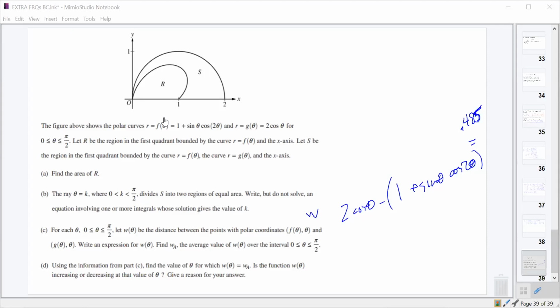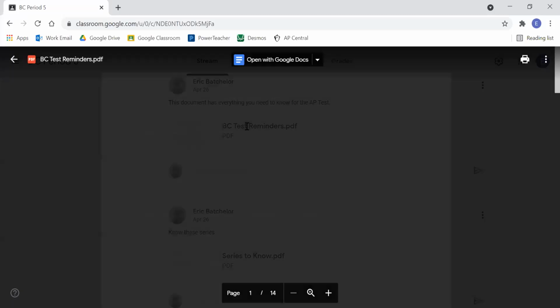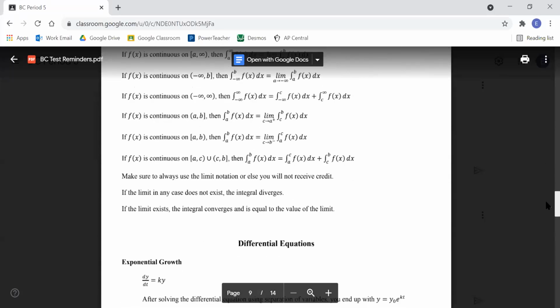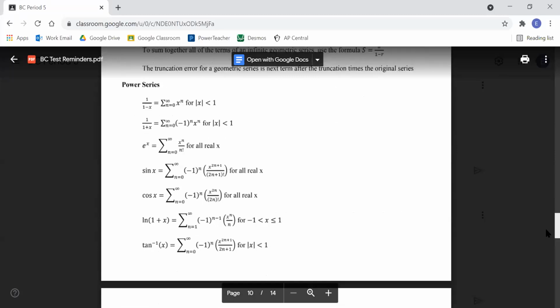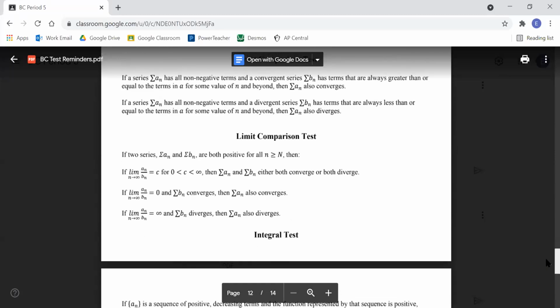And real quickly, since we're talking about this, you'll note, hopefully, somewhere down here, here it is. So in Google Classroom, right down here, BC test reminders, just somewhere down there in that stream. This has literally got like all of that kind of stuff. You know, basically how you do everything. And somewhere in here is, there it is, the limit comparison test.